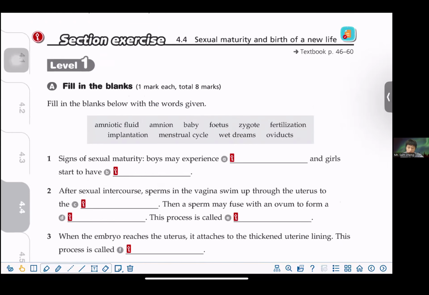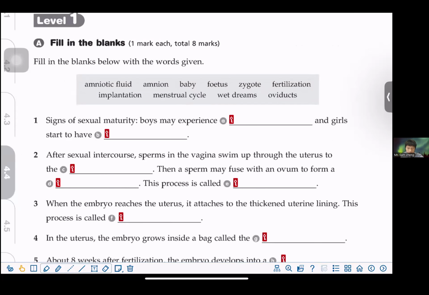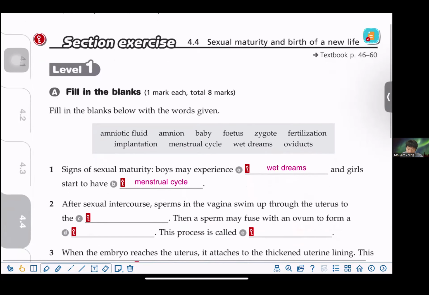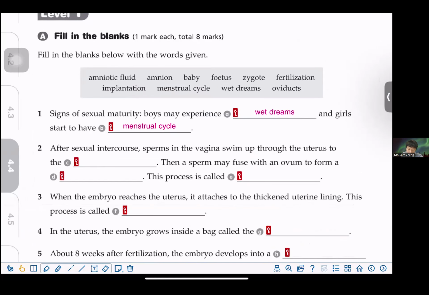Next, we move on to 4.4. As signs of sexual maturity, boys may experience wet dreams, while girls will start to have what we call the menstrual cycle. After sexual intercourse, the sperms in the vagina will swim upward through the uterus towards the oviducts, and then a sperm may fuse with an ovum to form a zygote. This process we call fertilization.